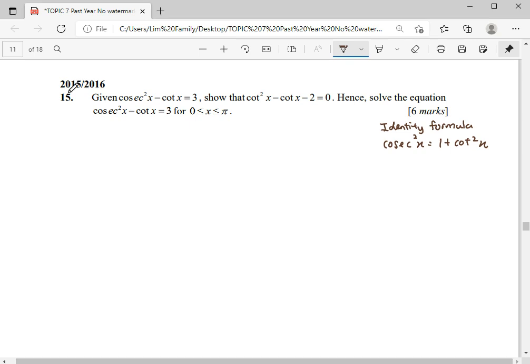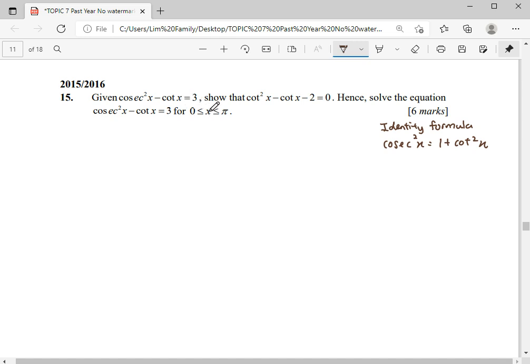So for this question 15, we are given the trigonometric equation cosecant squared x minus cotangent x equals 3. Firstly, show that cotangent squared x minus cotangent x minus 2 equals 0. Hence, only then do we start to solve this equation.